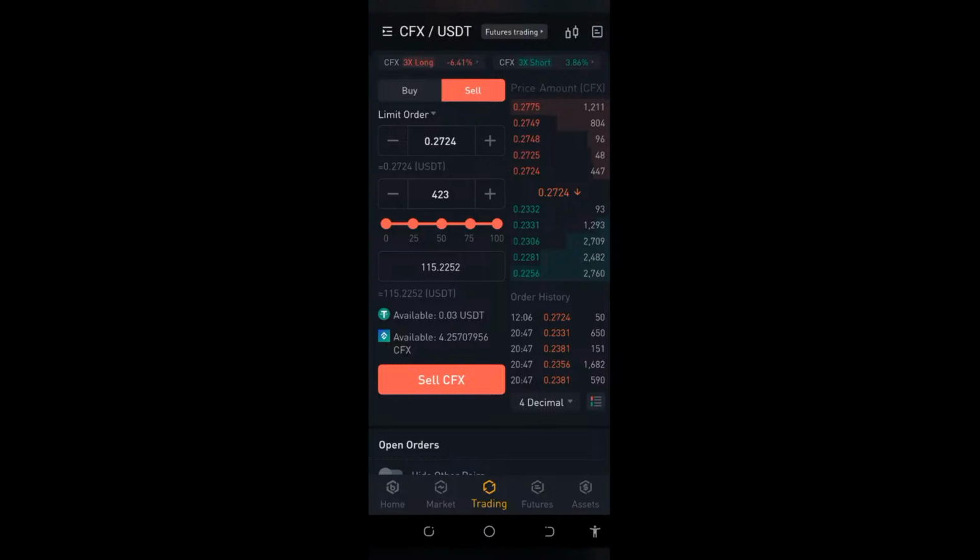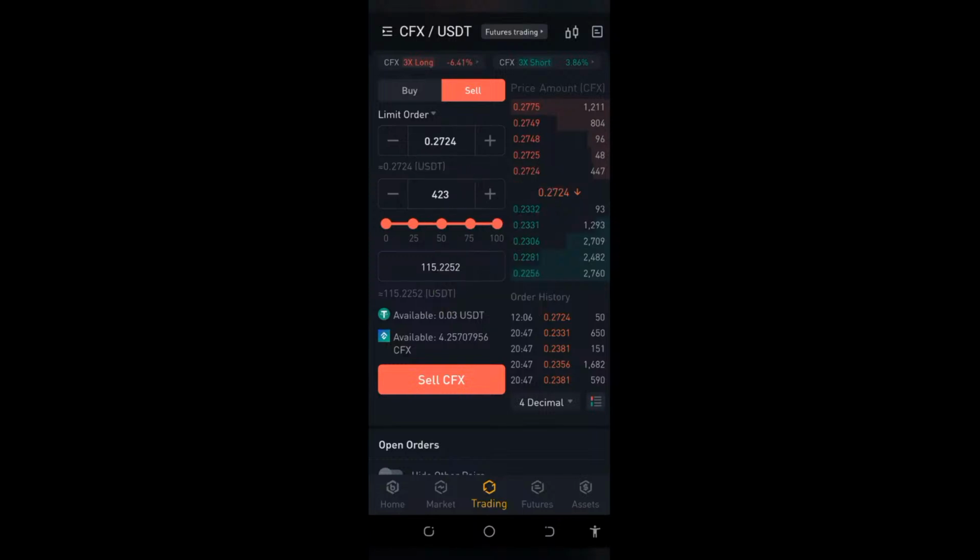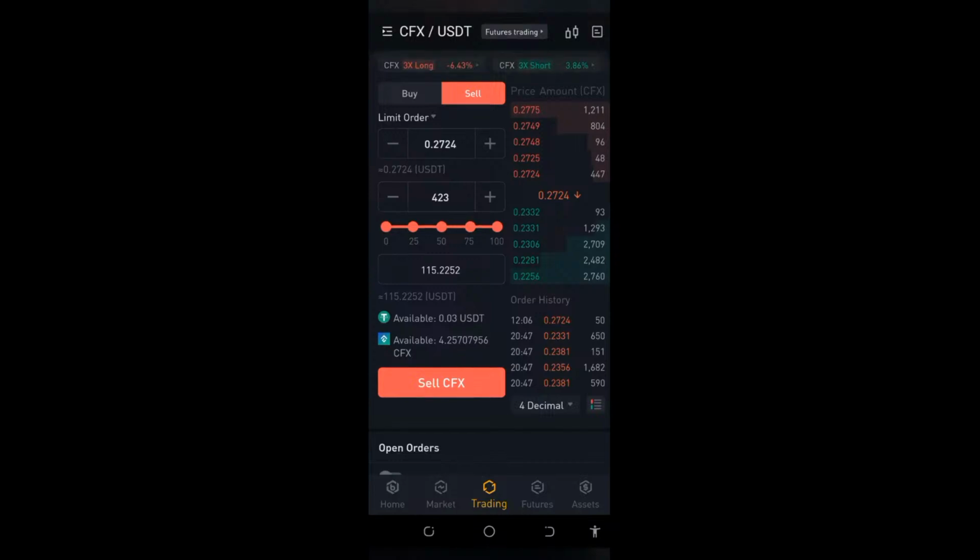Very sweet deal. Please don't be fooled, right? Don't be fooled by big amounts. Don't be fooled by signals that are promising you 15%, 20%, 10%, because this is what's going to happen: you'll miss out on the actual details, just like I missed out on all these details right now. I was so excited because I felt this was going to work.